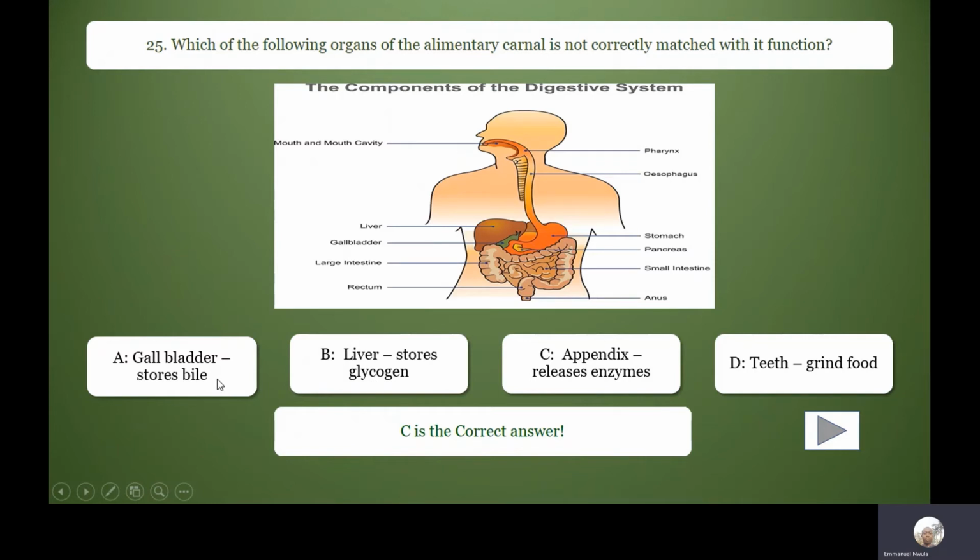Gallbladder stores bile, yes. Liver stores glycogen, and teeth grinds food. But appendix does not release enzymes into the small intestine for digestion. So C is the answer here.